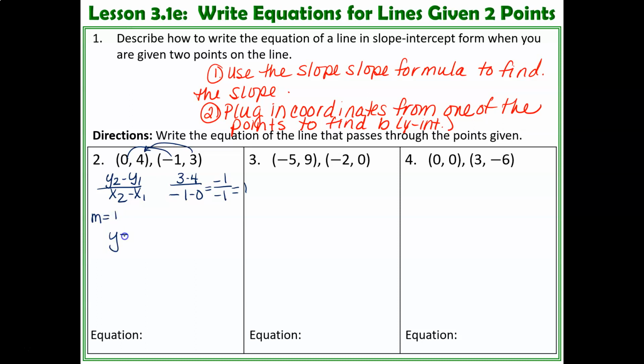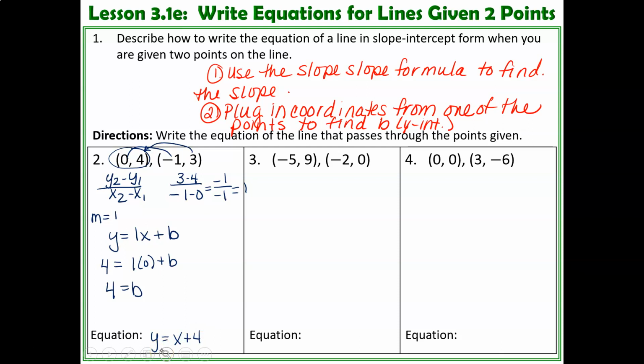Now I'm going to plug that into my slope-intercept formula. Now I'm going to pick one of the points. It doesn't matter which one. I'm going to use this one. And I'm going to plug the y coordinate into y and the x coordinate into x. So I have b equals 4. My equation is y equals x plus 4.